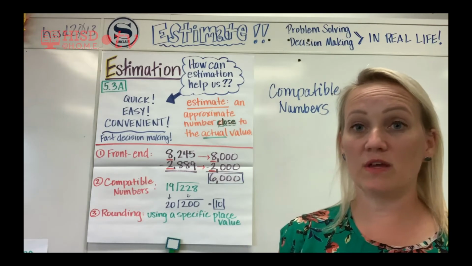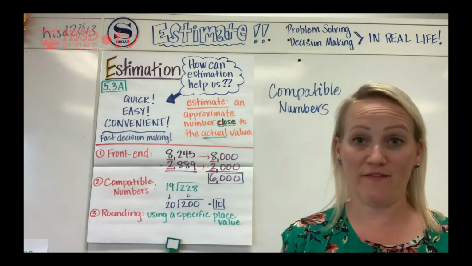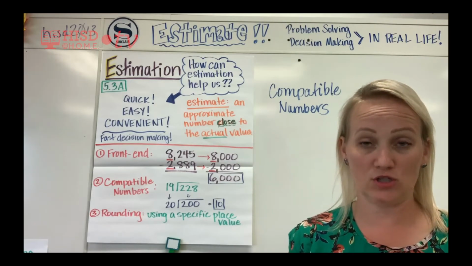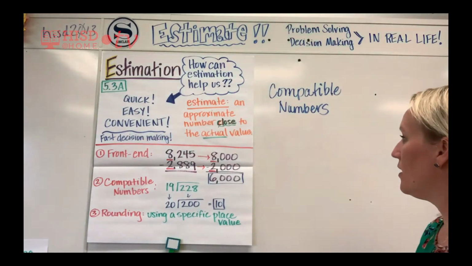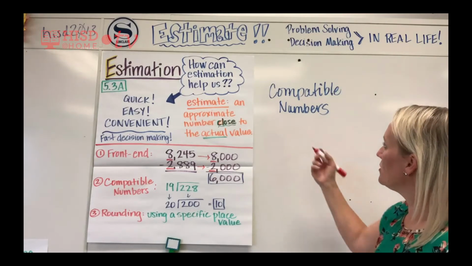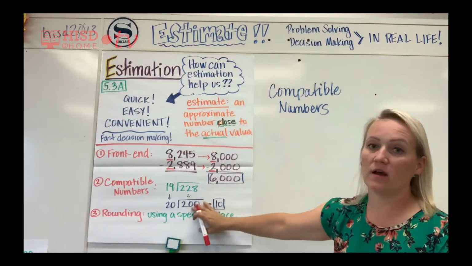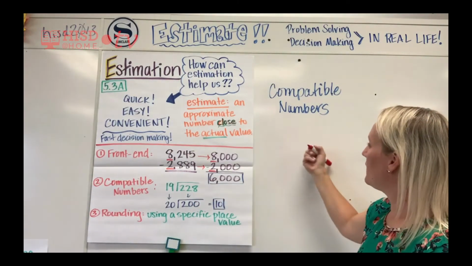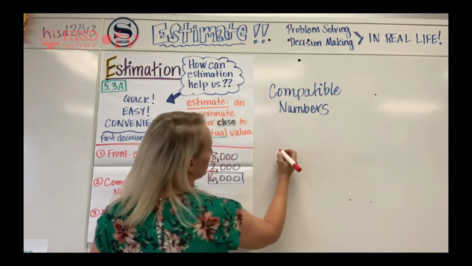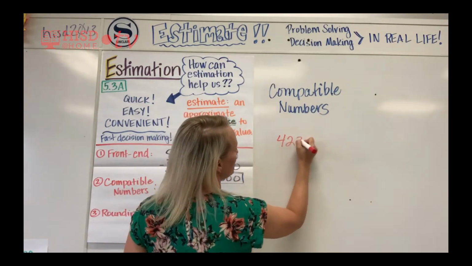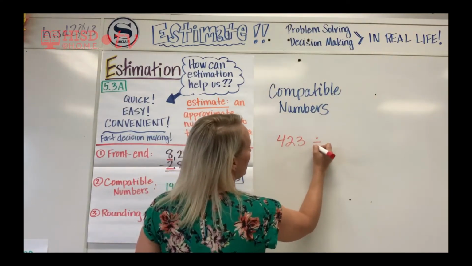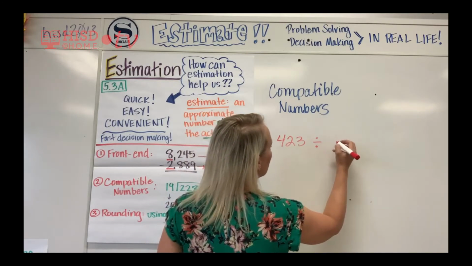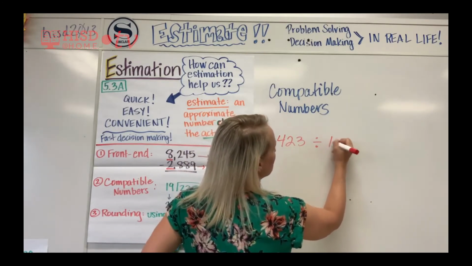So typically with compatible numbers, we look for math facts, something that's already established. So let me show you what I mean by that. I'm gonna go ahead and use a simple one. So if I wanted to divide 423 divided by 12.